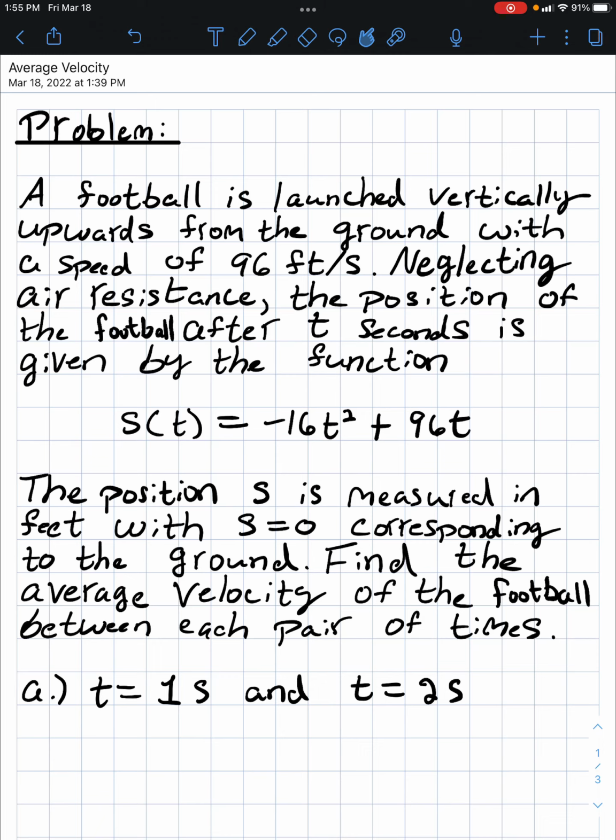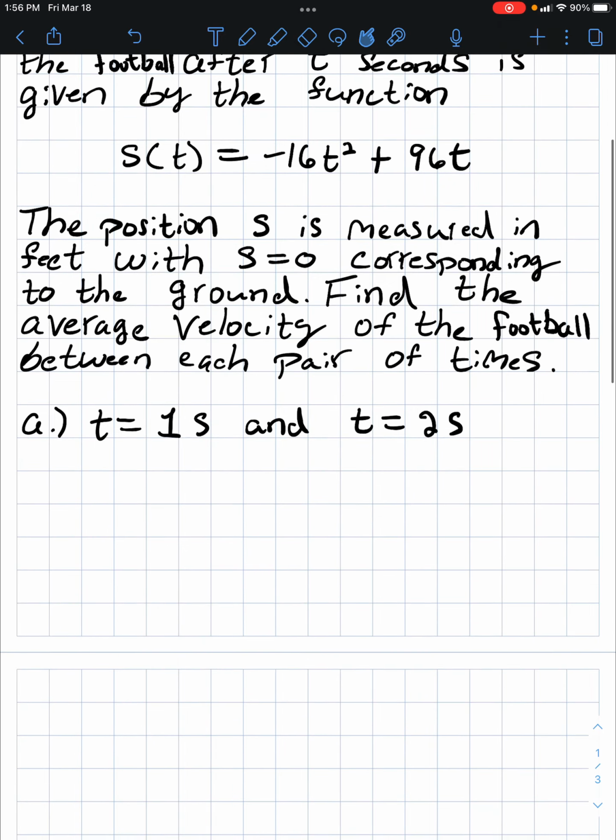The problem: a football is launched vertically upwards from the ground with a speed of 96 feet per second. Neglecting air resistance, the position of the football after t seconds is given by the function s(t) = -16t^2 + 96t. The position s is measured in feet with s = 0 corresponding to the ground. Find the average velocity of the football between each pair of times.